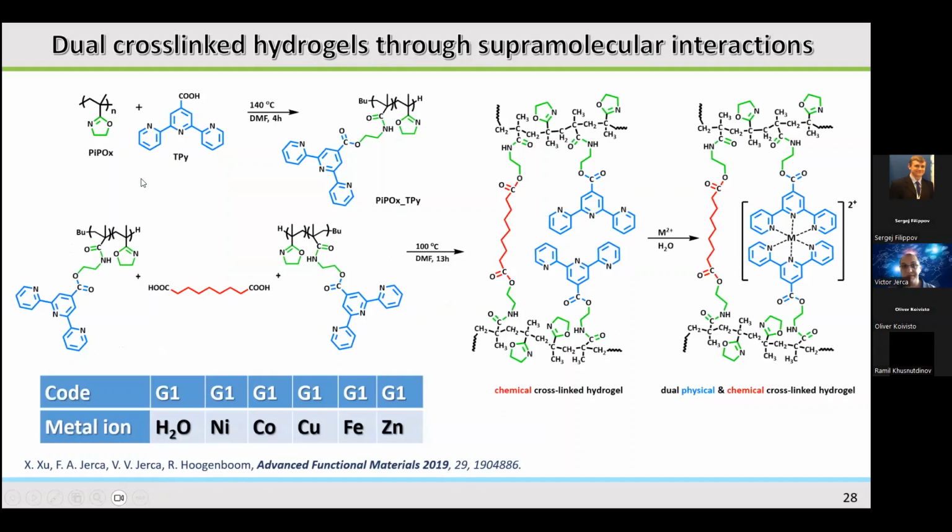Using the same strategy with a bit of modification, we also synthesized a dual cross-linked hydrogel using terpyridine. This time we took Pipox and modified it with a terpyridine carboxylic acid, and we obtained a Pipox-terpyridine polymer. This polymer we cross-linked with azelaic acid, and in this way we generated a chemically cross-linked hydrogel. Afterward, this chemically cross-linked hydrogel was soaked in a metal ion solution, and we generated the dual physically and chemically cross-linked hydrogel.